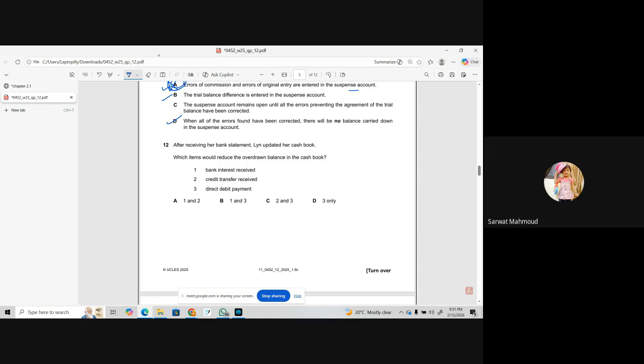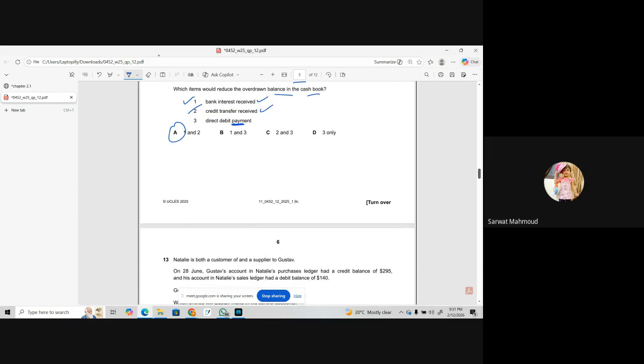After receiving her bank statement, Line updated her cash book. Which items could reduce the overdrawn balance in the cash book? First of all, bank interest received: money comes in, so this can reduce the overdrawn balance. Credit transfer received: again, money comes in, so it can also reduce the overdrawn balance. Debit payment, of course, will not, because the money will go out. So one and two is the right answer. Okay, understood? Yes, I understood.